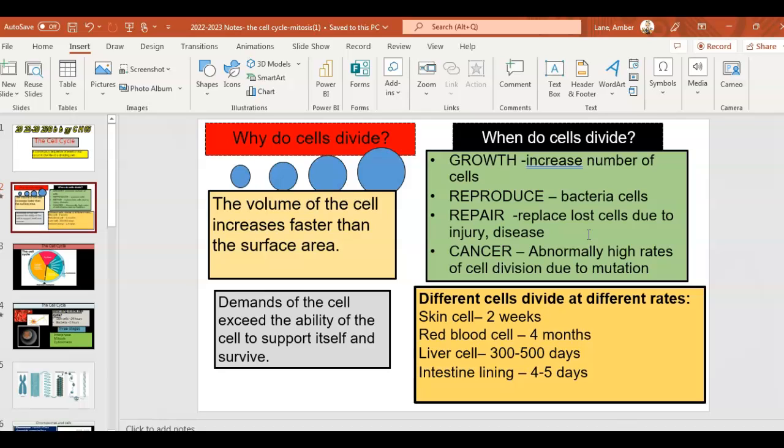Anyway, some different types of cells divide at different rates. So skin cells every 2 weeks, that kind of makes sense. Red blood cells every 4 months. Liver cells 300 to 500 days. And the lining of our intestine, those cells divide every 4 to 5 days. So depending on what the cell's job is and what it does, a lot of times dictates how often they divide.